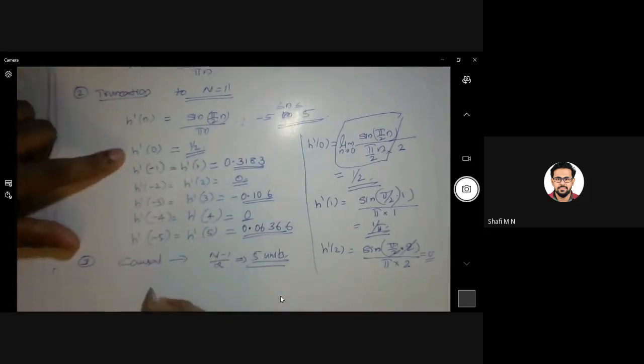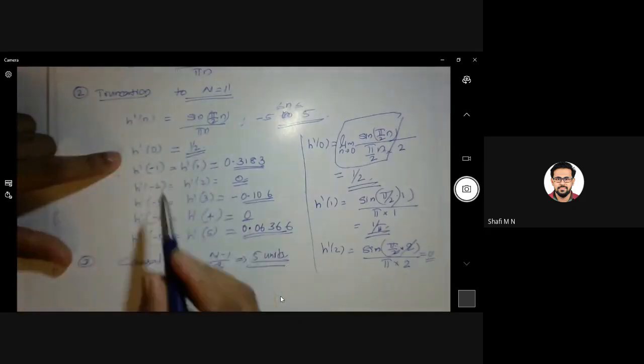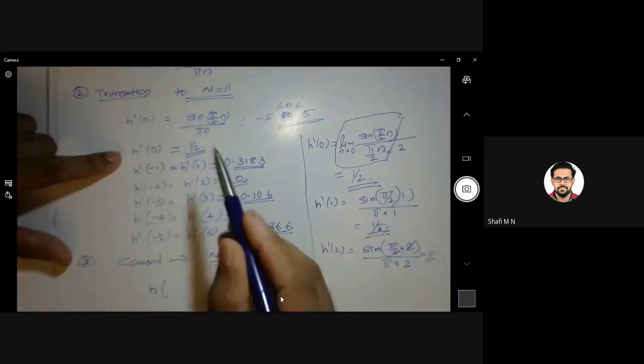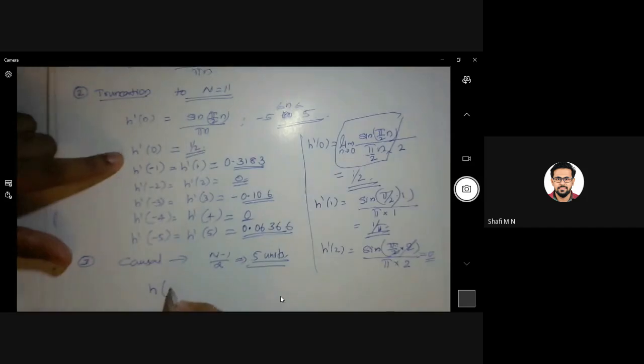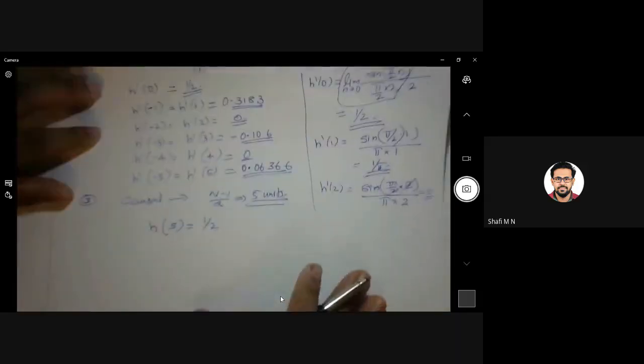So h dash of 0 ക്ക് പകരം you can write it as h of 5. ഞാൻ ക്ലാസ്സിൽ ചെയ്യുകയാണെങ്കിൽ ബോർഡിൽ ഇതിനെല്ലാം മായ്ക്കും. h dash മാറ്റിയിട്ടെല്ലാം h ആക്കും, ഇൻഡെക്സ് മാറ്റിയിട്ട് ജസ്റ്റ് +5 വേർഷൻ എഴുതും. That's what I am doing over here. So h of 5 is 1/2. മനസ്സിലാകുന്നുണ്ടോ? h of 5 is 1/2.